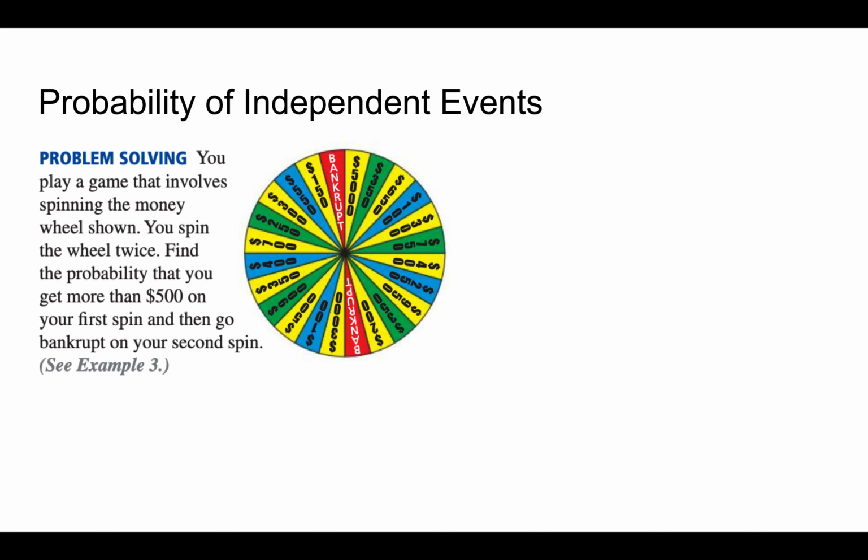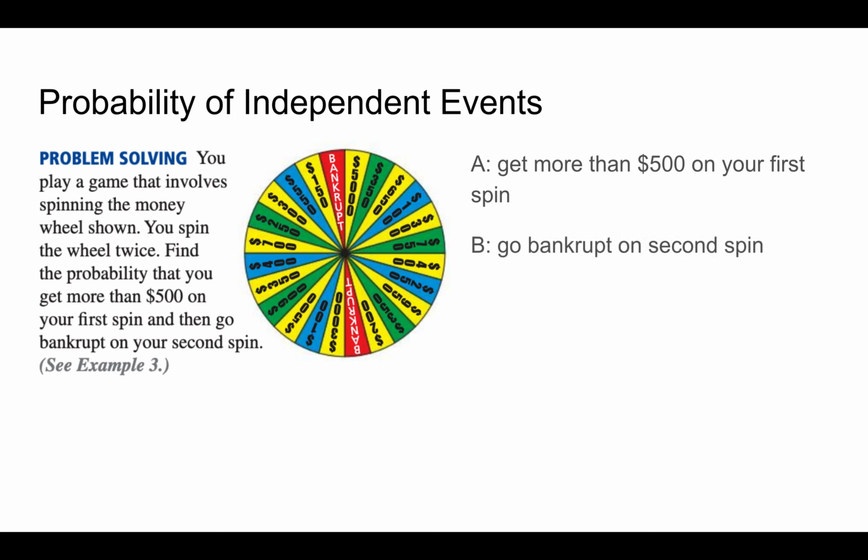But let's define the events, or review what the events are. Event A is that you get more than $500 on your first spin. Event B is that you go bankrupt on the second spin. And they're asking what's the probability that both A and B happen.